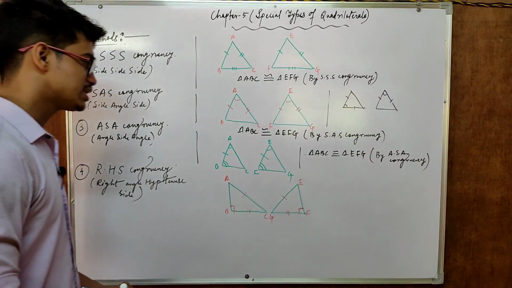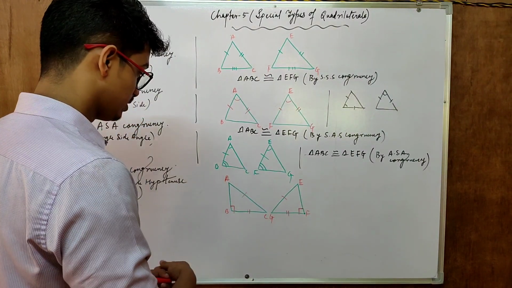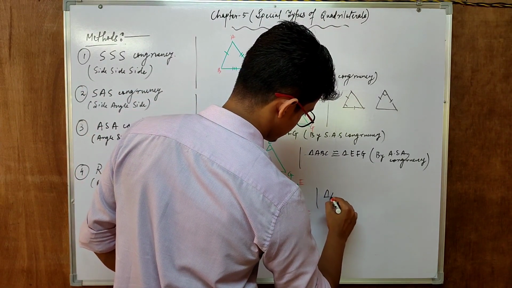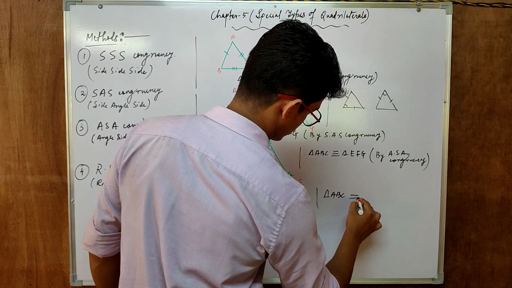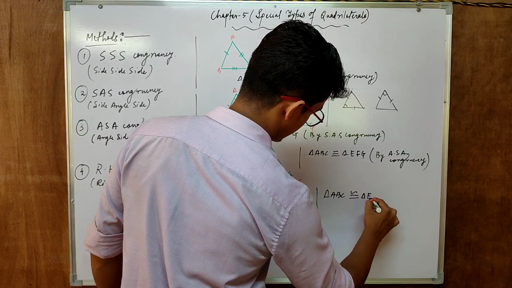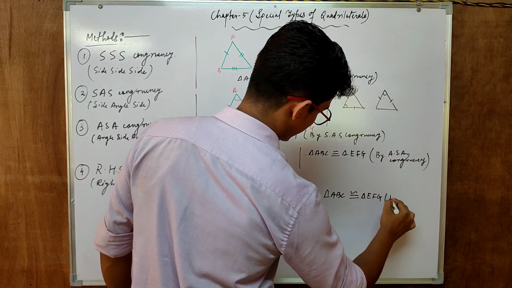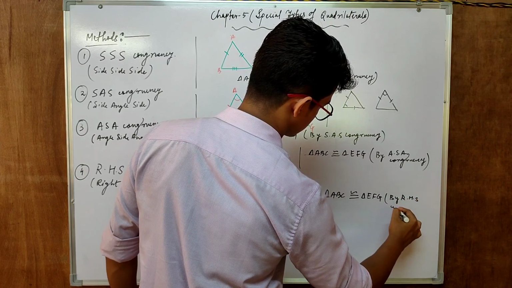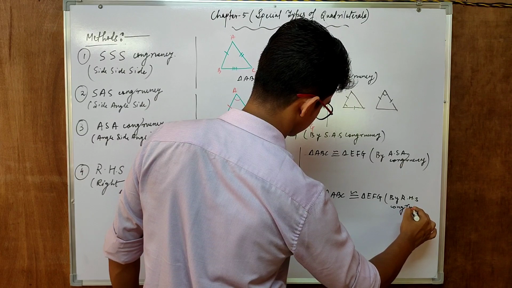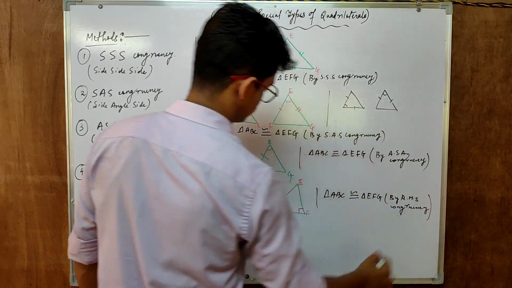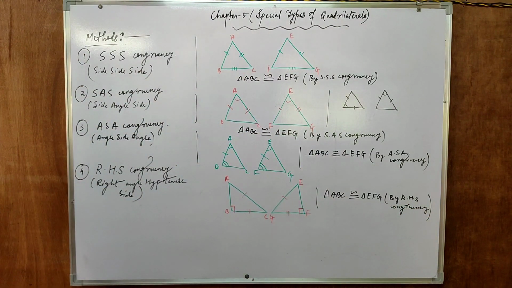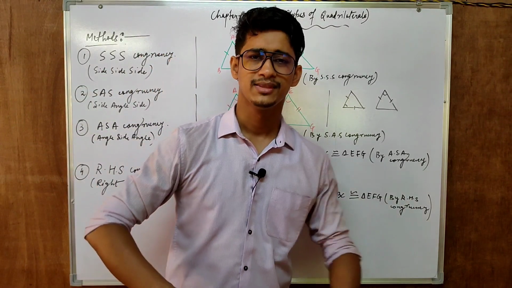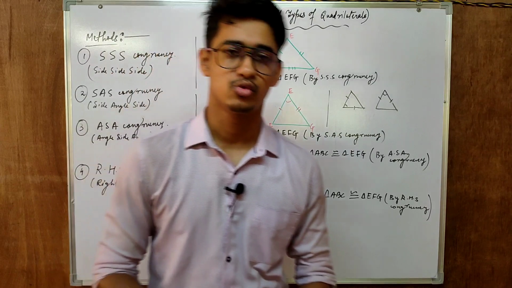That's about RHS. And finally, we will write down that triangle ABC is congruent to triangle EFG by RHS congruence. So that's all, right? By using these 4 methods, we can solve different questions of quadrilaterals.